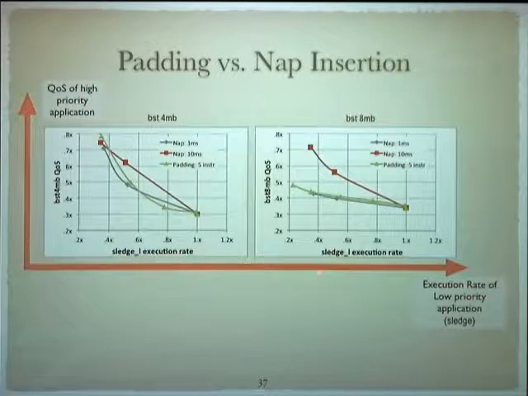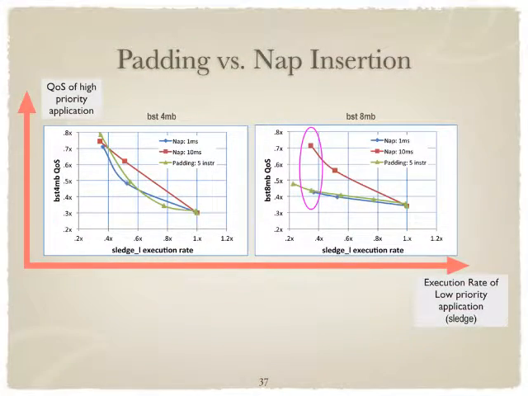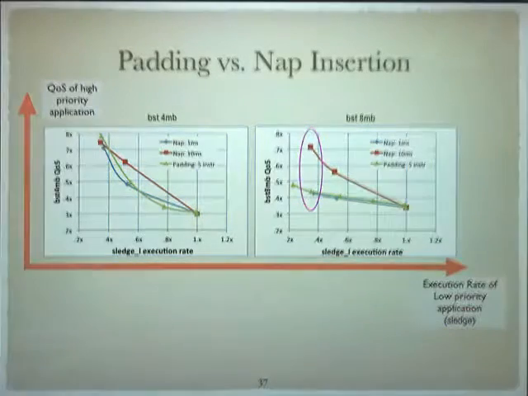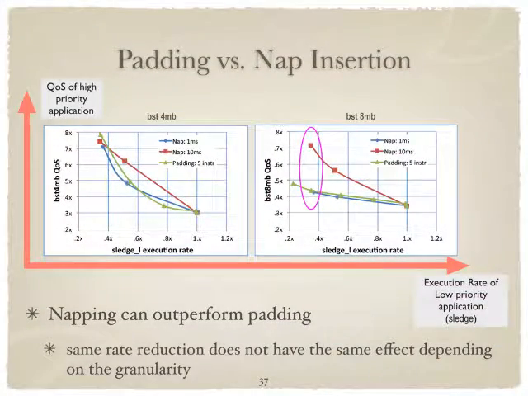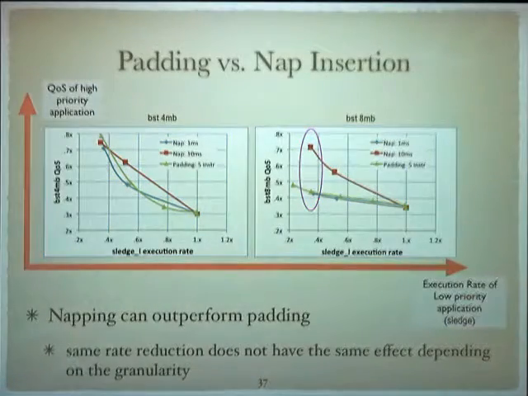In this case, however, we could see that nap every 10 milliseconds actually outperforms all the other two greatly. So even if you slow down the application to the same execution rate, but with different techniques, you may have a different effect in terms of improving the QoS. So the same rate reduction may not really have the same effect. And it turns out this performance difference is because of the granularity when you do the rate reduction.